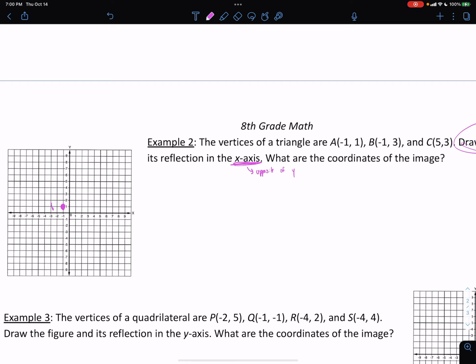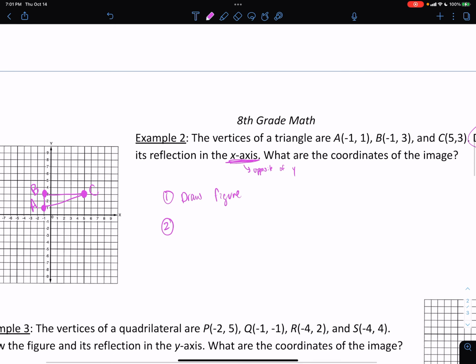Sorry if I'm zooming in. (-1, 1). Here is A. B is (-1, 3). Here is B. And C is (5, 3) right here. So we should all be able to plot this original figure first. That's step number 1. Step 1, draw the figure. All right, here's what I would actually do for step number 2. Step number 2, I would actually find the opposite of the y-coordinate. Or, excuse me, let me erase that. I would actually find the opposite.